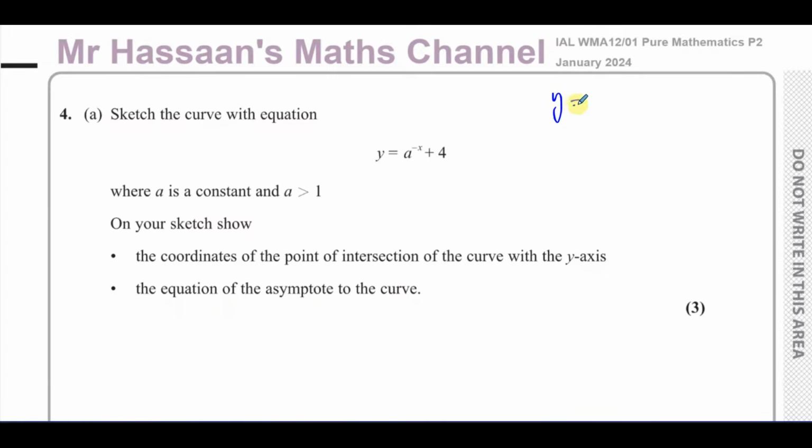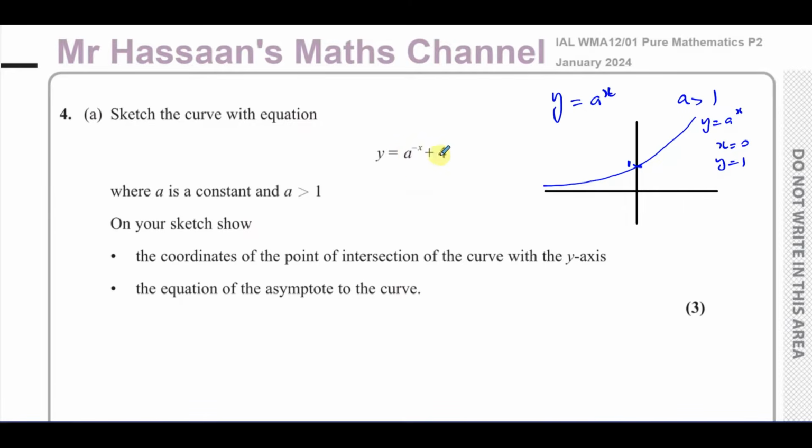So y equals a to the power of x. If we were to draw the parent function, the normal function a to the power of x, where a is greater than 1, then it will look like an exponential curve where the asymptote would be the x-axis. It will have this type of shape. That would be y equals a to the power of x, an exponential curve. And when x equals 0, y would equal 1 because you'll have a to the power of 0. That's how the parent function would look.